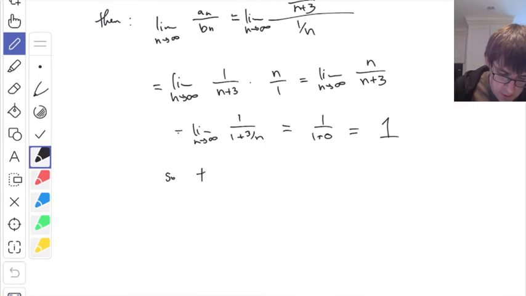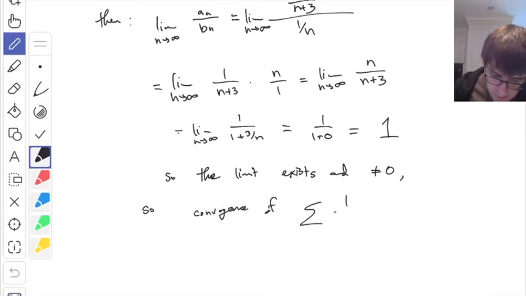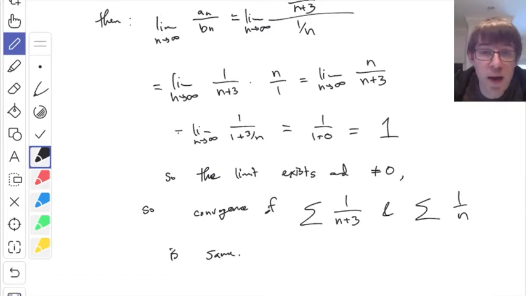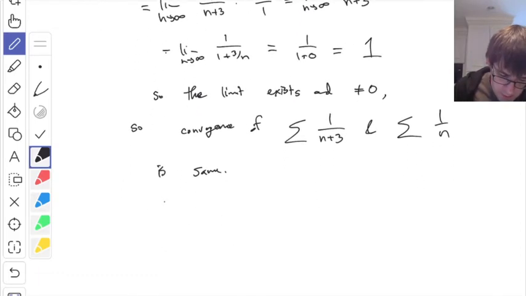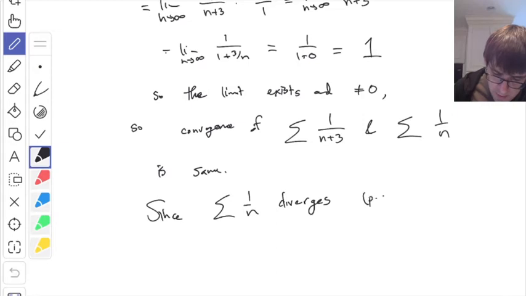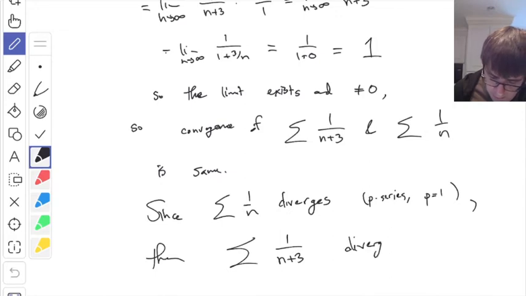So I'll just say this, the limit exists and is not equal to 0. So the convergence of sum 1 over n plus 3 and sum 1 over n is the same. And we already know the sum 1 over n diverges because it's a p-series with p equal 1. So that means the other one also diverges. So since sum 1 over n diverges, p-series, p equals 1, then the sum 1 over n plus 3 diverges. The end. Right? This is how you do the limit comparison test.